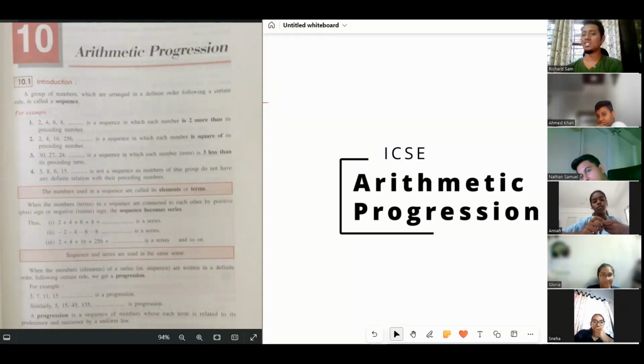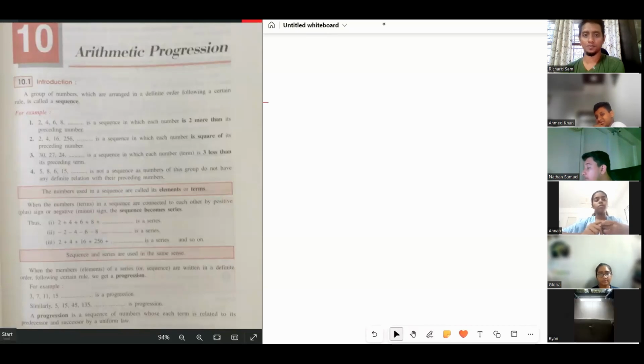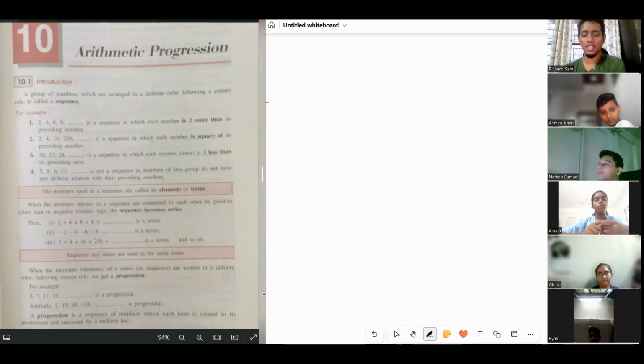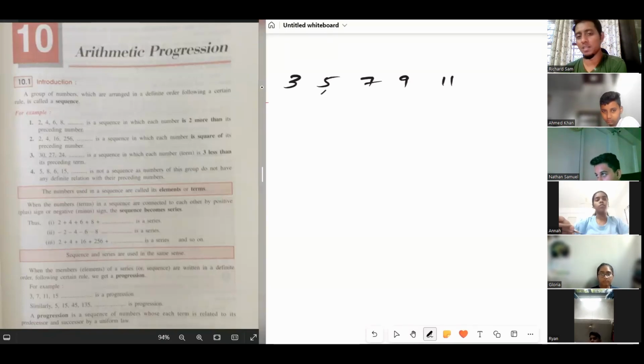So arithmetic progression is a series of numbers that have a common difference. For example, 3, 5, 7, 9, 11. Okay, till 11, let me stop. So this is an arithmetic progression because the difference between any two numbers is how much? 2. Right.